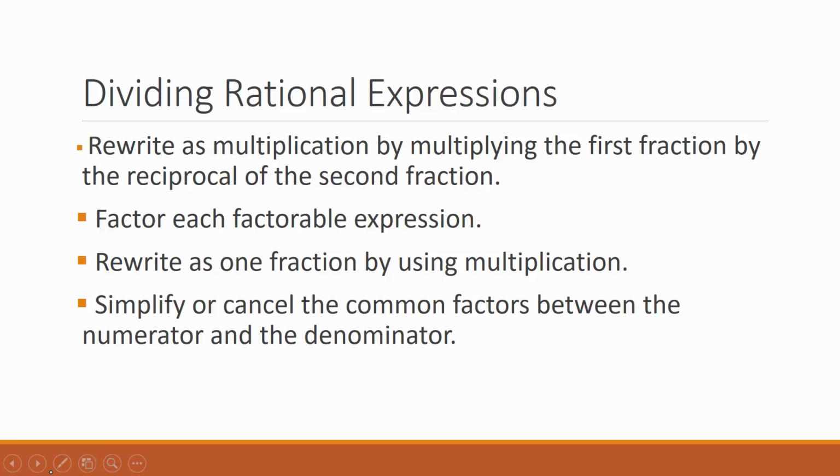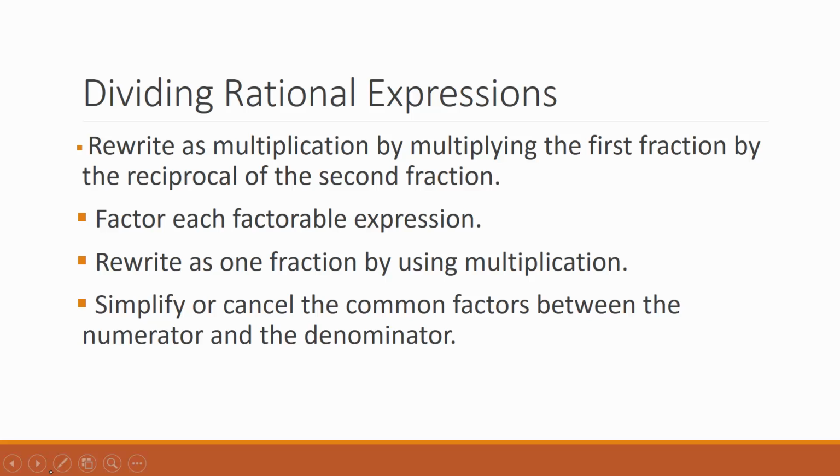Keep, change, and flip. Keep the first fraction like it is. Change division to multiplication. Flip the second fraction. So what we really are doing is multiplying the first fraction by the reciprocal of the second fraction.